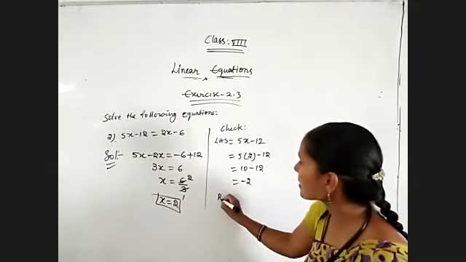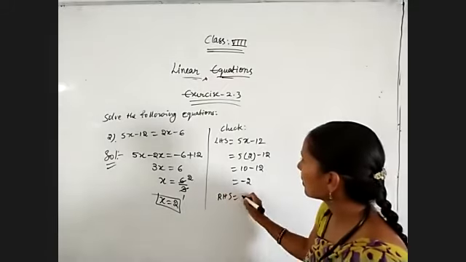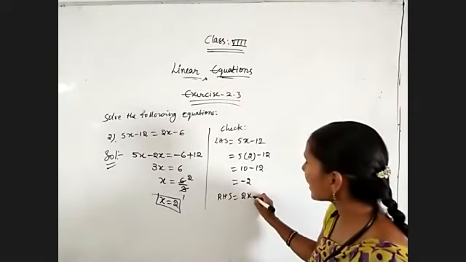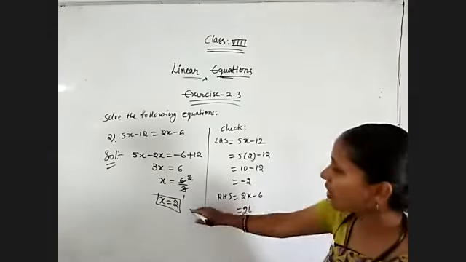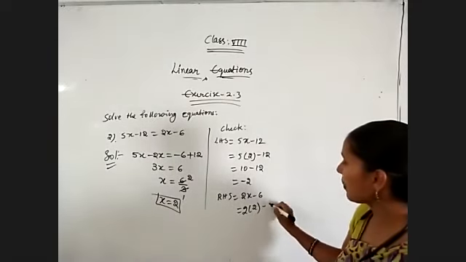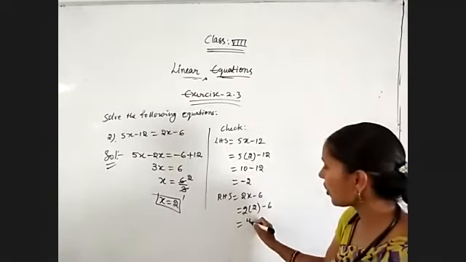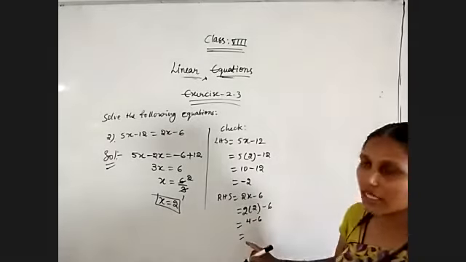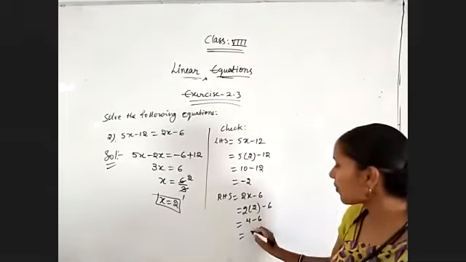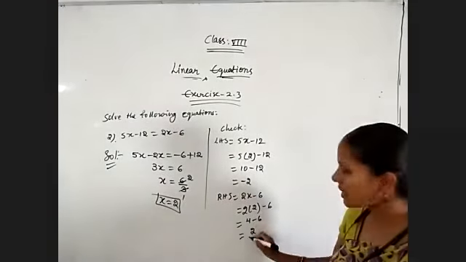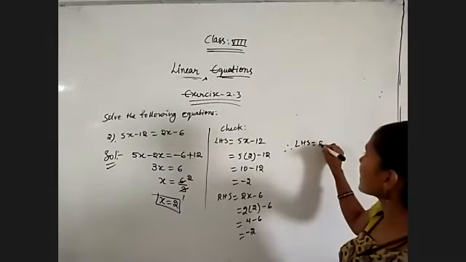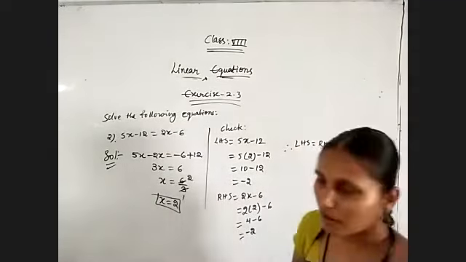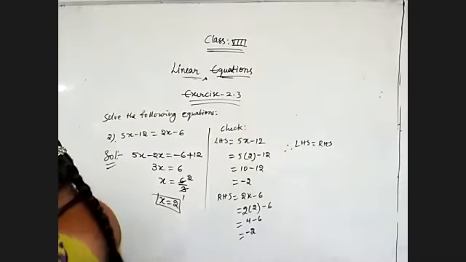Now RHS. 2x minus 6. 2 into x value I got, 2. 2 into 2 minus 6. 2 twos are 4 minus 6. So which is nothing but 6 is the bigger number. 6 minus 4 is 2. 6 is having minus sign, so minus 2. Therefore, LHS is equal to RHS. Okay. Now coming to the next question.